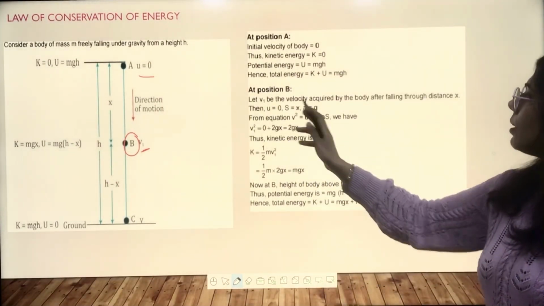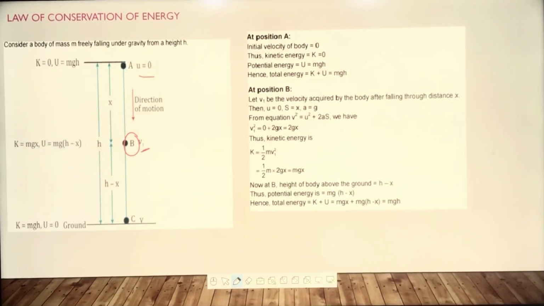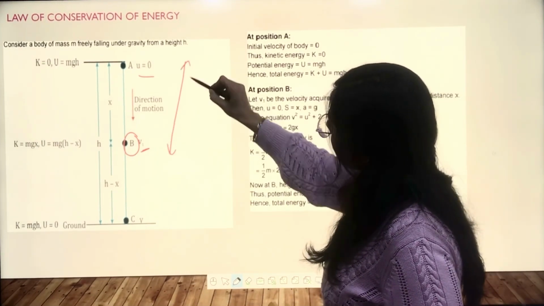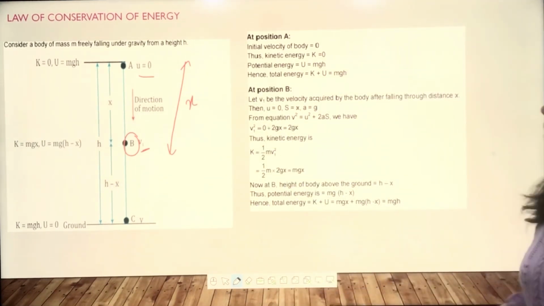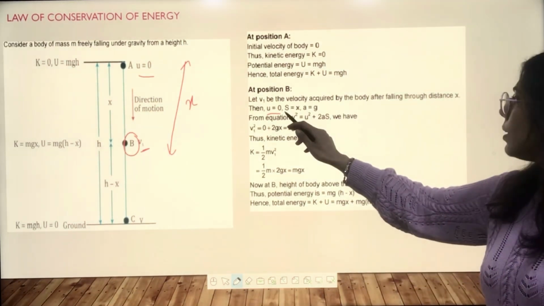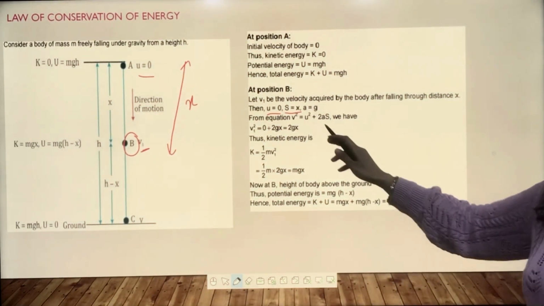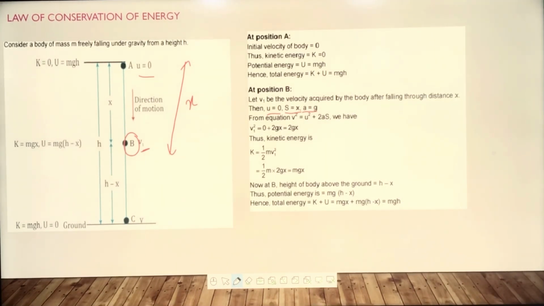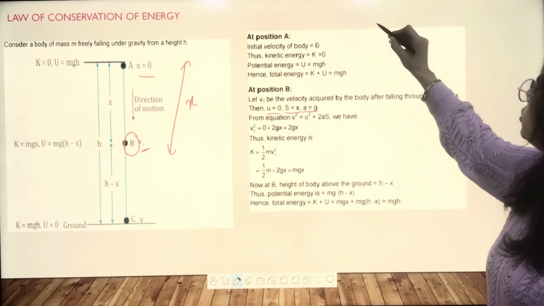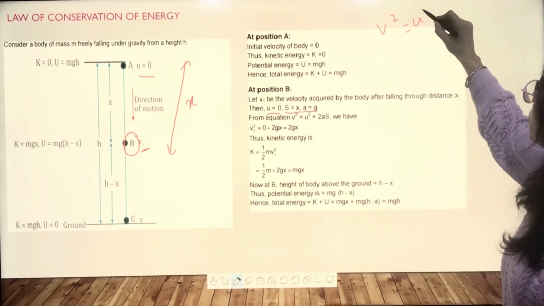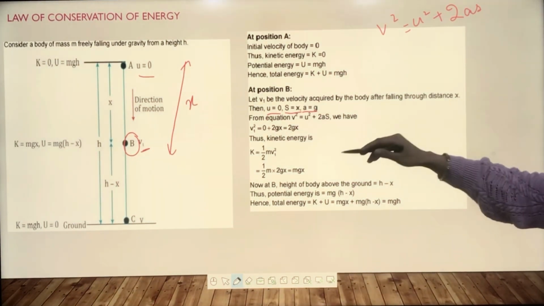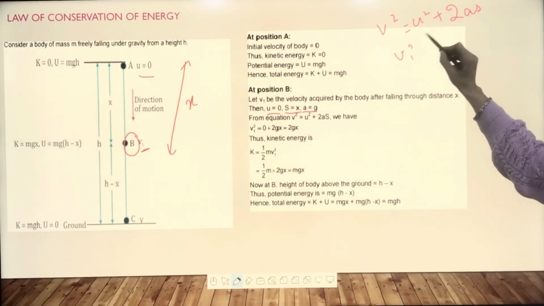Let v1 be the velocity acquired by the body after falling through the distance x. Obviously, when it reaches point B, it will have covered distance x from the point A. As we very well know, the initial velocity is 0, the distance covered is x, and the acceleration will be the acceleration due to gravity, as we are working under gravity. So by Newton's third equation of motion, v square is equal to u square plus 2as. Here v square we have considered as v1 square at point B.